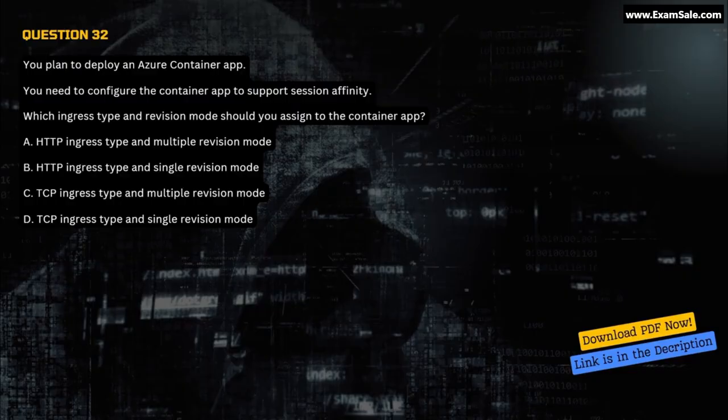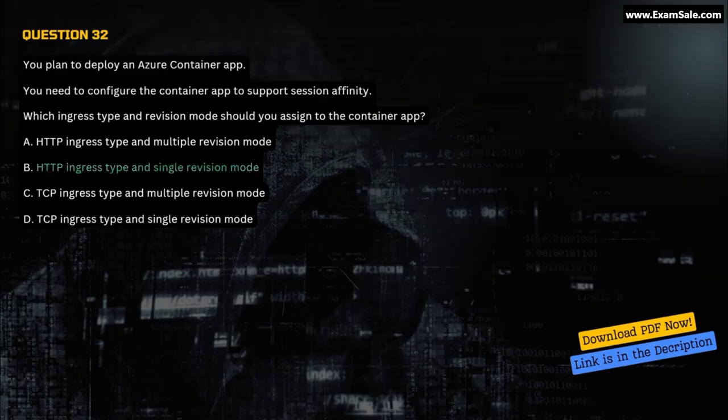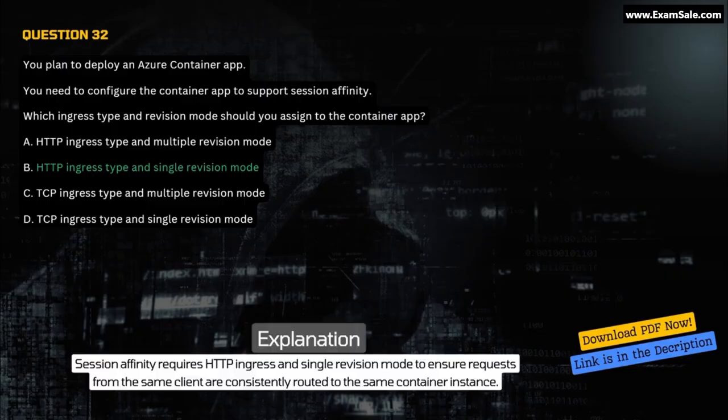A. HTTP ingress type and multiple revision mode. B. HTTP ingress type and single revision mode. C. TCP ingress type and multiple revision mode. D. TCP ingress type and single revision mode. Correct answer B. HTTP ingress type and single revision mode. Explanation: Session affinity requires HTTP ingress and single revision mode to ensure requests from the same client are consistently routed to the same container instance. Question 33.